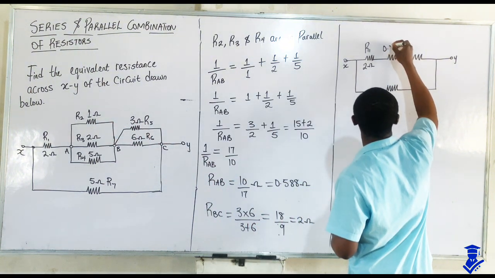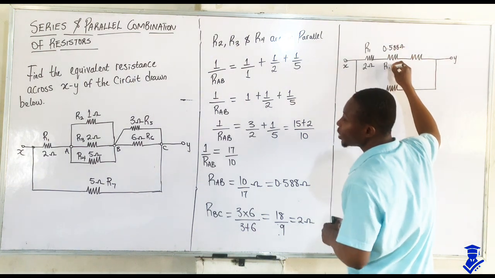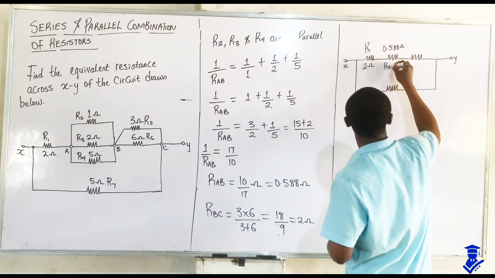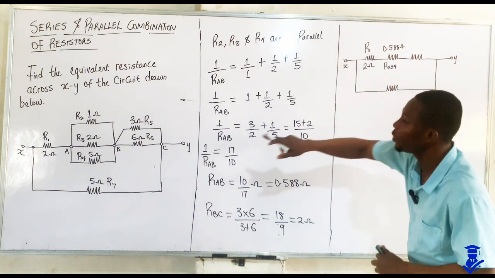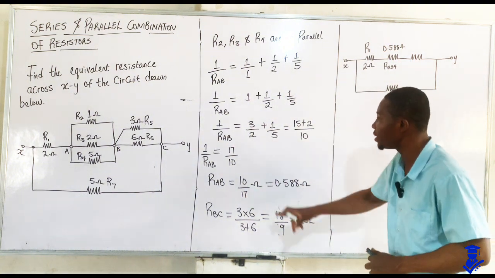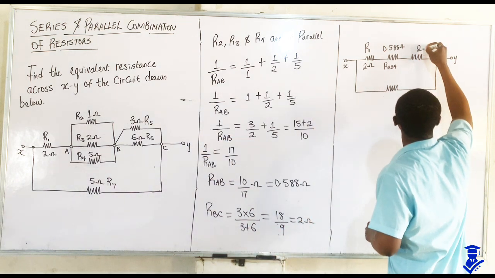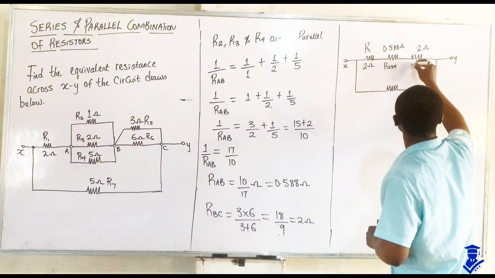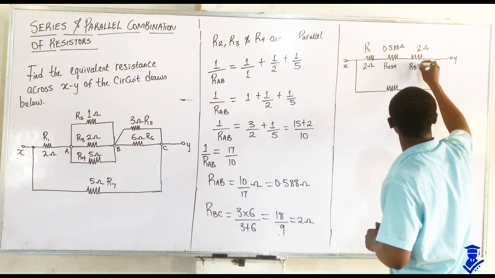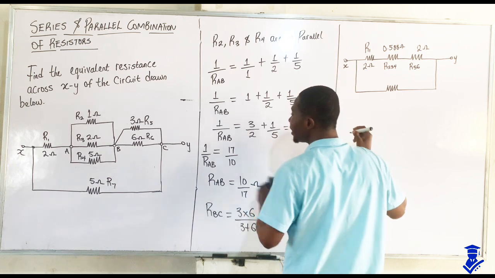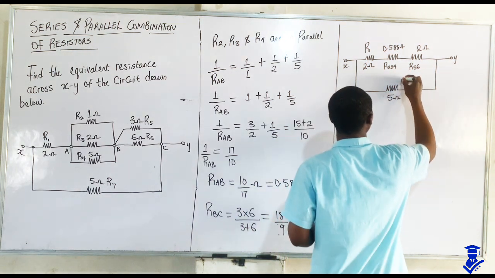Now, combining all this between point AB, we got what? 0.588 ohms. And this is a combination of what? Resistor 2, 3, and 4. All right. Then combining the resistance between point BC, which were in parallel, that's 2 ohms, and this was between resistor 5 and 6. And then this last one is the 5 ohms resistor, which is R7.